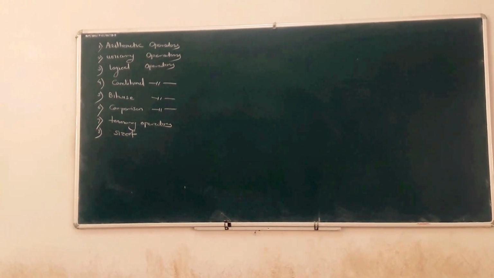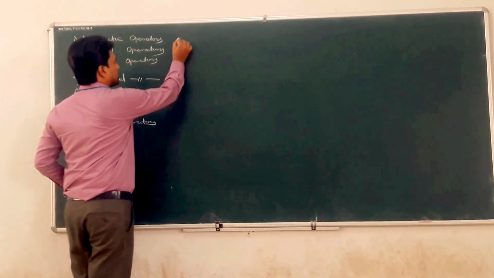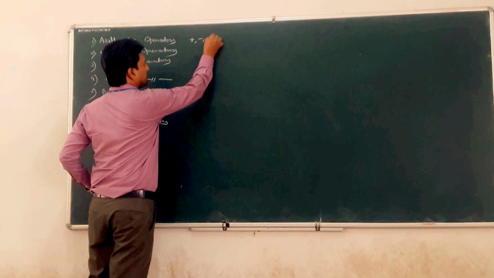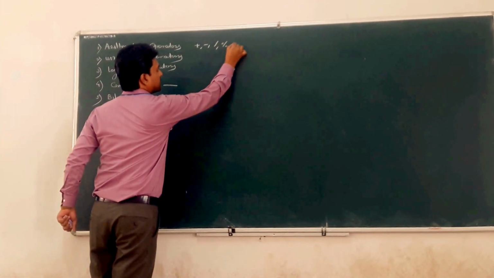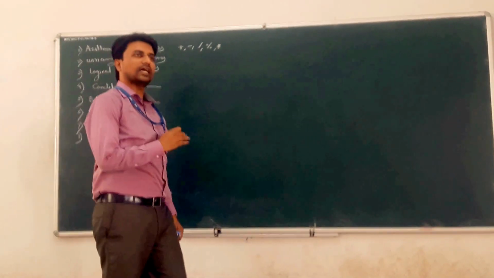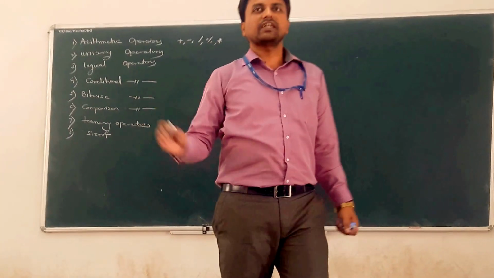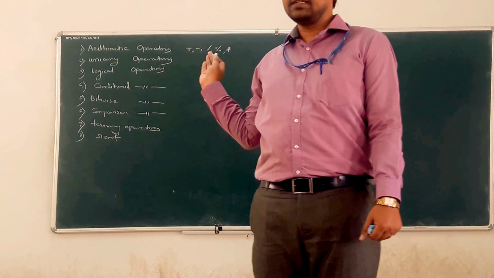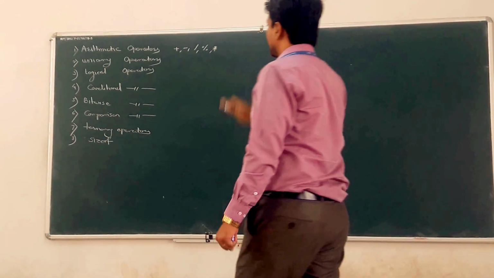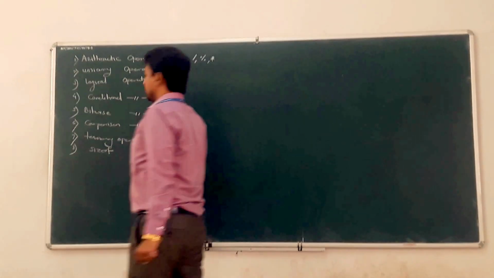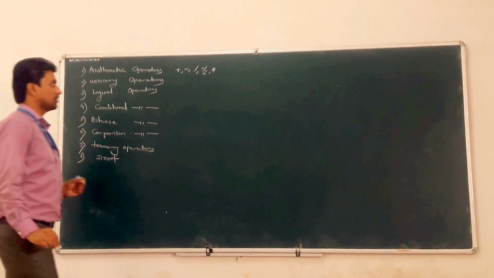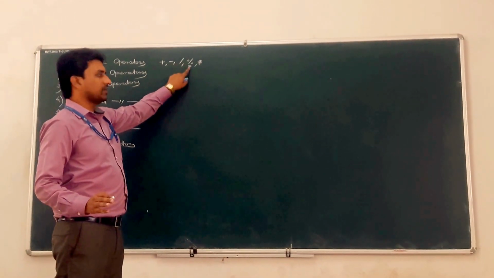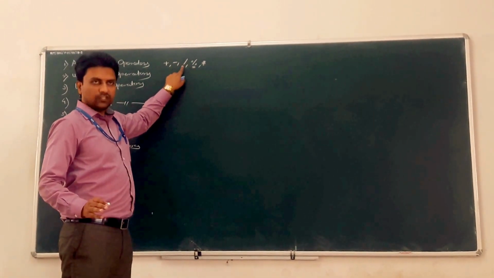Okay, so first, arithmetic operators: plus, minus, division, mod, multiplication. These are arithmetic operators. We can take examples of addition and multiplication. The only one that is new is the mod operator. It is called the mod operator or modulus operator. So what is the use of that operator? Mod operator and division operator.